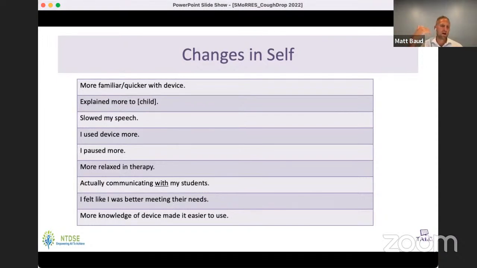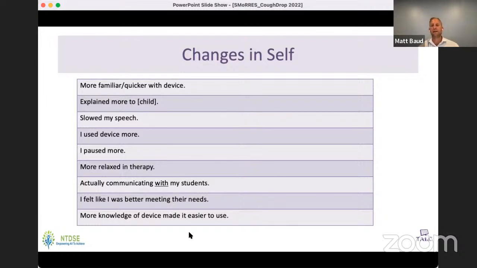They explain more to the child. They slowed their speech rate. They used the device more. They paused more. They were more relaxed in therapy. I love this one: actually communicating with my students, right? Instead of doing the drill and kill, they were actually talking with the students, whether they're using self-talk and parallel talk. They're better meeting their needs. They were more knowledgeable again of the device.